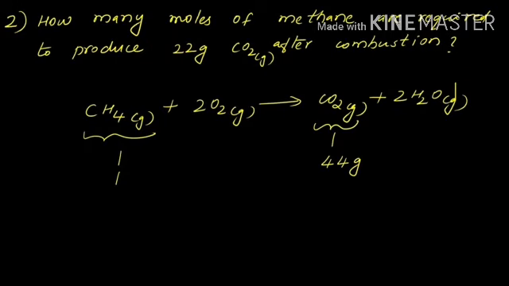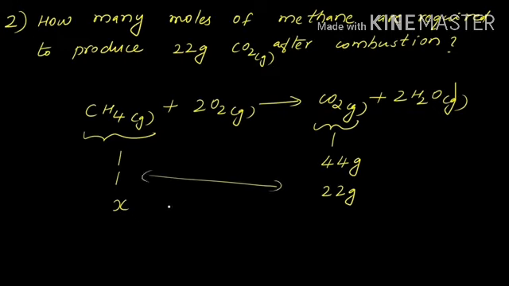Now, we need to find out the number of moles of methane required when 22 gram of carbon dioxide is produced, right? The number of moles of methane required to produce 22 gram only. So, let the unknown value of CH4 be x. Okay. Now, what we need to do? 1 mole of CH4 is producing 44 gram. So, how much methane is required to produce 22 gram of carbon dioxide? We can cross multiply it. We can take the ratios, right? We can cross multiply it.